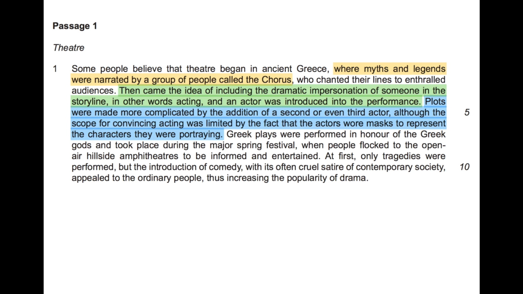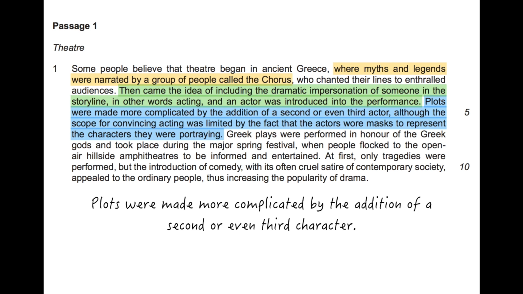So the next point is in blue, but again, do we need to write down all of those 3 lines that are highlighted? I don't think so. So what I would do is I would put the following. Plots were made more complicated by the addition of a second or even third character, because the additional information there, although the scope for convincing acting was limited by the fact that the actors wore masks to represent the characters they were portraying, is not a stage in the development of theatre. Rather, it's just additional information to help explain the point.